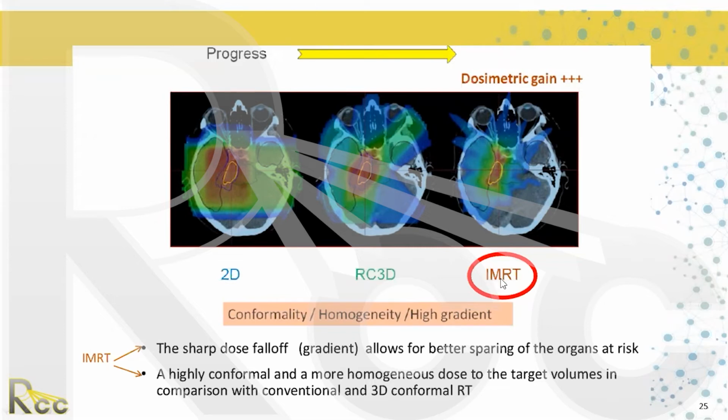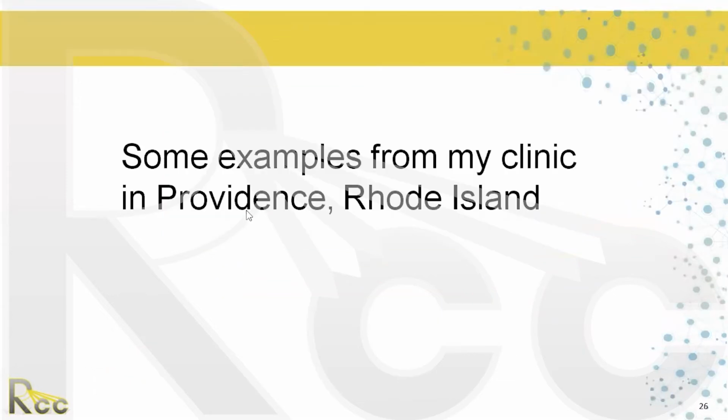But if you're using intensity modulated radiation therapy, the field can come in from many, many different angles, 10 different angles, all shaped with the MLC, a lot less dose to normal tissue, and still get a high dose to the tumor. So this is the progress, and this is the dosimetry gain as we move from old technology to new technology. So I want to end by showing you some examples from my clinic in Providence, Rhode Island.